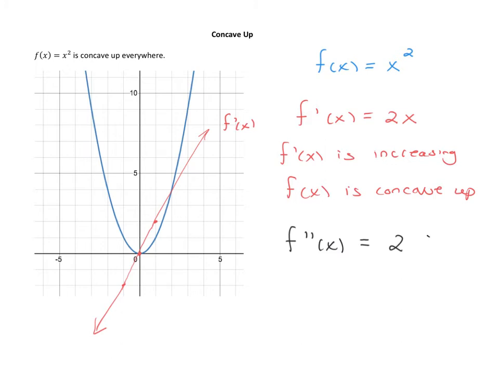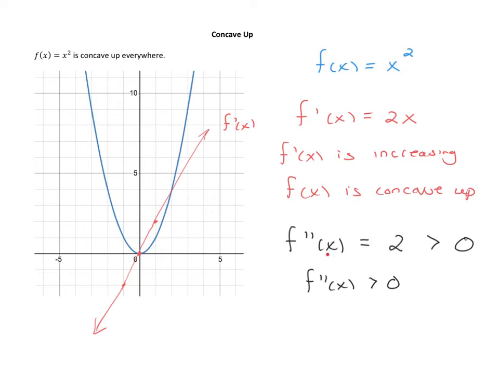Well, the number 2 is always positive. So the second derivative is always positive. If your second derivative is always positive, that means your first derivative is always increasing. And if your first derivative is always increasing, that will force the original function to be concave up. So in some sense, it can be easier to look at the second derivative as opposed to the first derivative to determine concavity, because it's a simpler criterion.